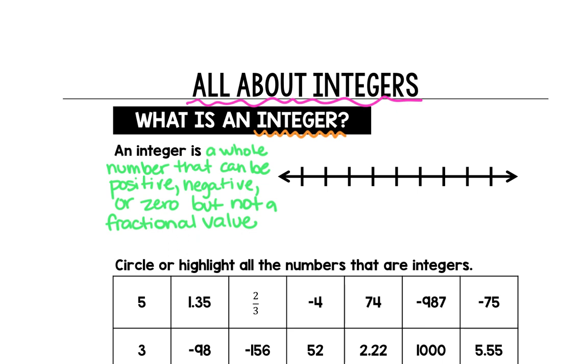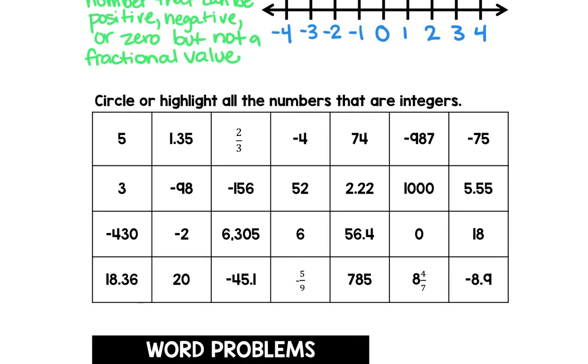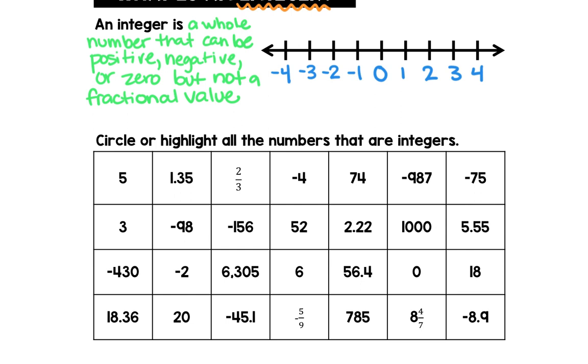A great way to get to really know integers is by working with them on a number line. So we have a number line here. Here is 0. To the right of 0, we have 1, 2, 3, 4, all whole numbers. And then to the left, we go -1, -2, -3, -4, and so on. Our job right now is on this table right here. We're going to circle or highlight all the numbers that are integers. Refer back to that definition if you need to. So a whole number that's positive, negative, or 0.